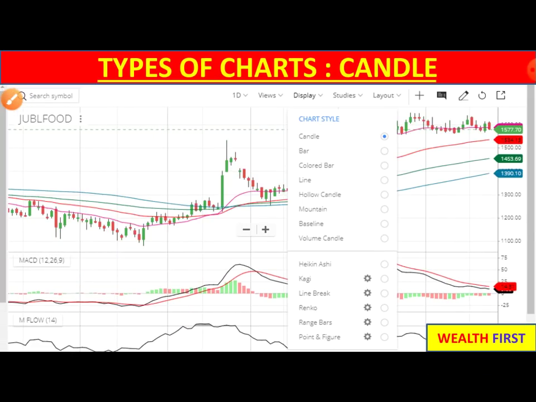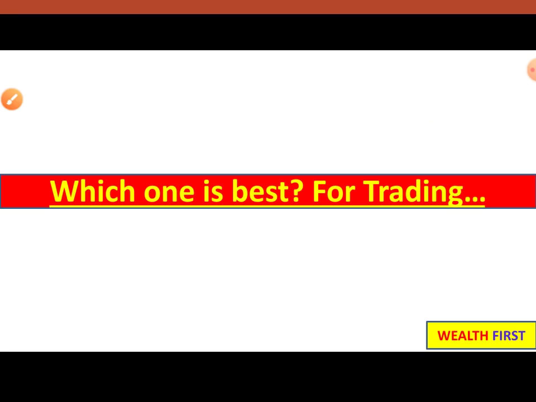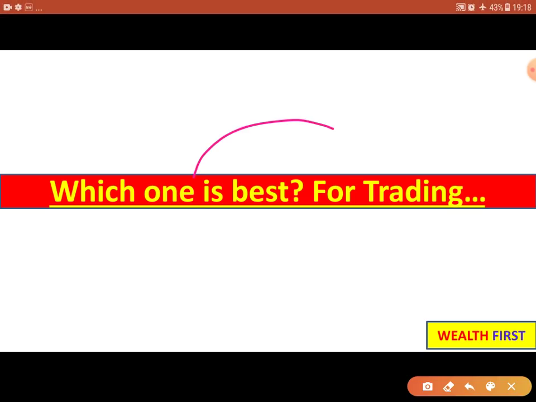Now if we put the chart style as candle, that is the thing which we are going to study threadbare today, what is called a candle chart. You just have to click it here and the candle chart will be applied. So which one is the best for trading? Yes, of course, the candlestick chart is the best for trading.